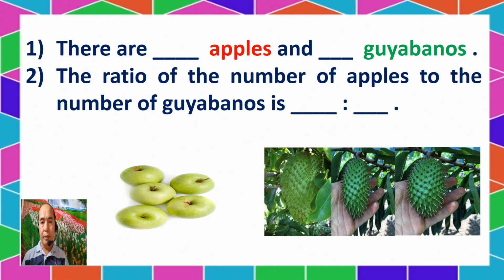Okay, let's take another example. In this illustration, there are 5 apples and 3 guyabanos. So the ratio of the number of apples to the number of guyabanos is 5 is to 3, because there are 5 apples and 3 guyabanos. The ratio will be 5 is to 3.